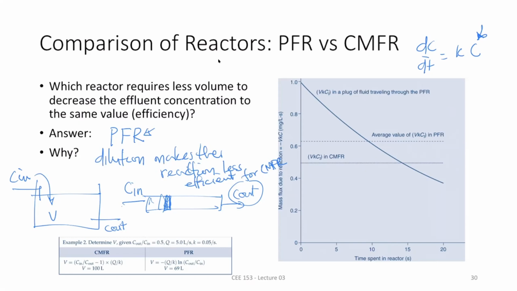Okay, but mathematically you can see the equation. If you plug in the volume and all that, you'll get a different volume. In the PFR, you need only 69 liters for a certain degree of change in concentration, whereas in CMFR you need 100 liters. All right, so that's all.